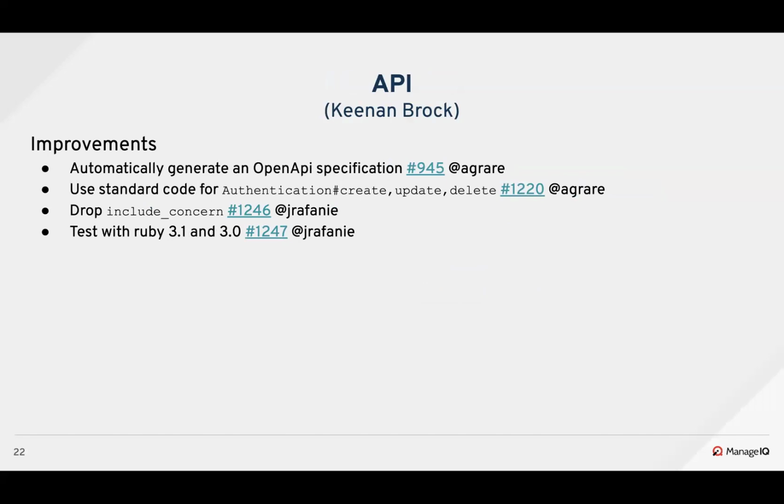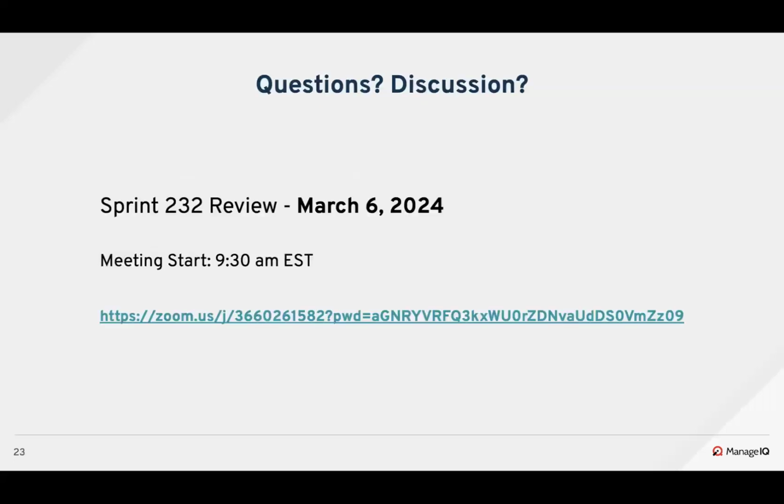Cool. So Adam had introduced an Open API specification for our API. And also we got another change from Adam where he refactored authentication create, update, and delete. It was custom code and he went towards a standard. Include concern from Joe made it over to this repo along with probably all of them as part of the Rails 7 effort. And then also as part of the Ruby effort, Joe had added tests to the test matrix here. On to Jason. All right, and that's it for our Sprint 231 review.